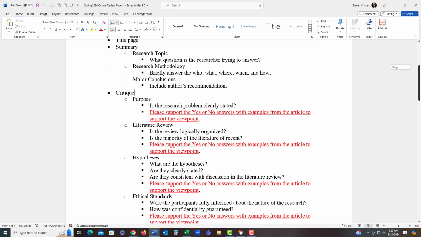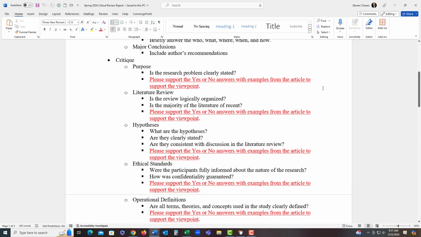All right, your second section, which is the most important section, is your critique. And again, in the critique, you're just expressing yourself, your thoughts about the article. Did the researcher do an adequate job of doing the research project itself?